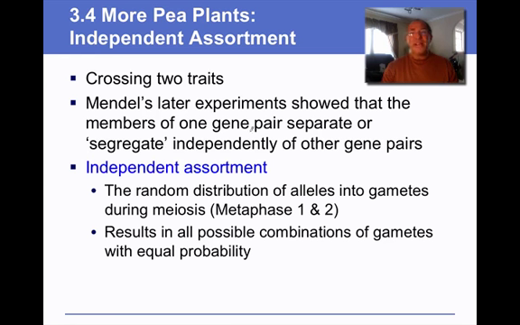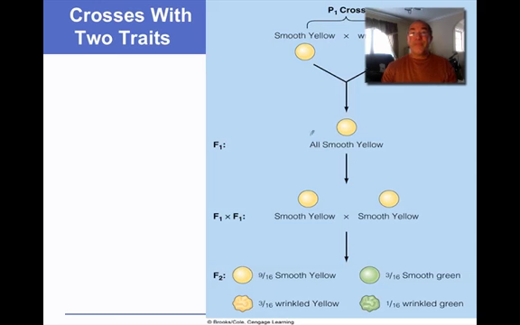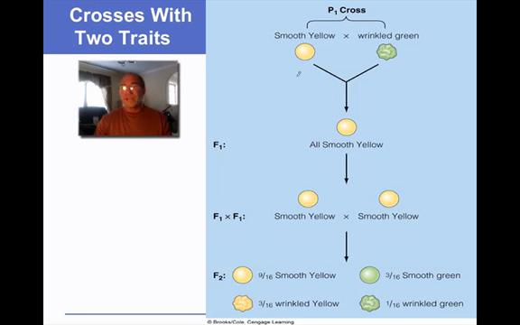One gene pair segregates independently of the other gene pair. In other words, the color of the seed has nothing to do with the shape of the seed. And this is called independent assortment. And let's have a look at that and see how that works out. So here's crosses with 2 traits.